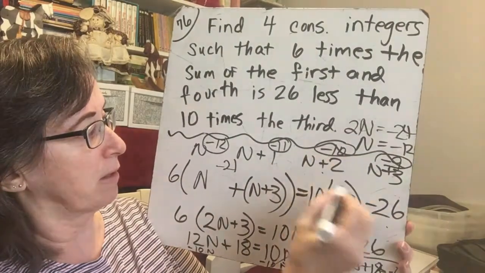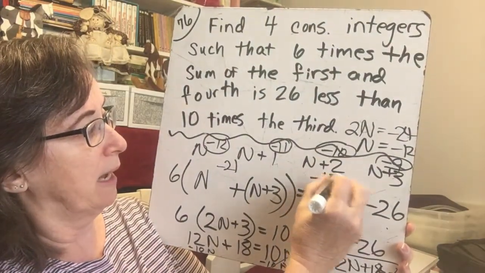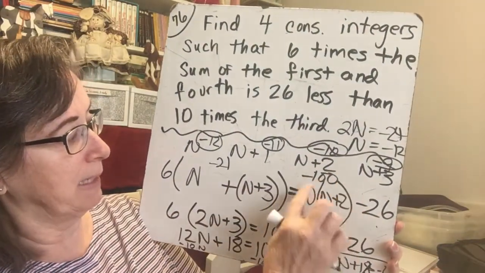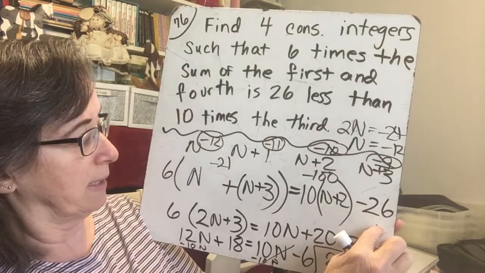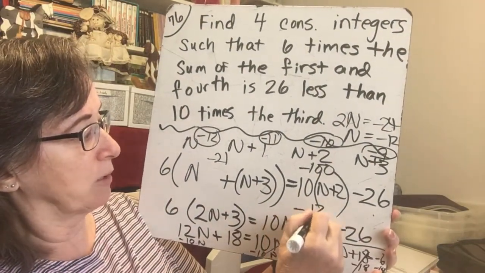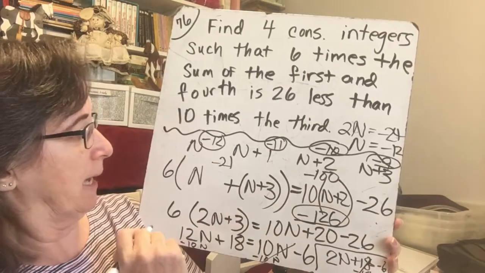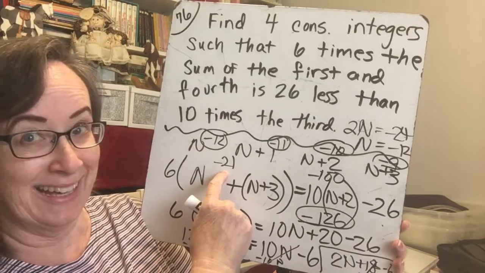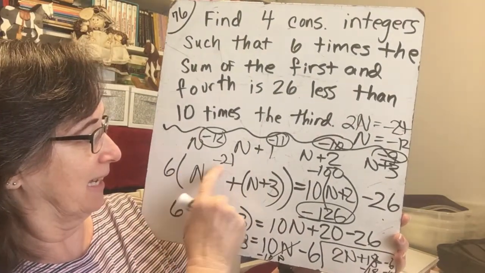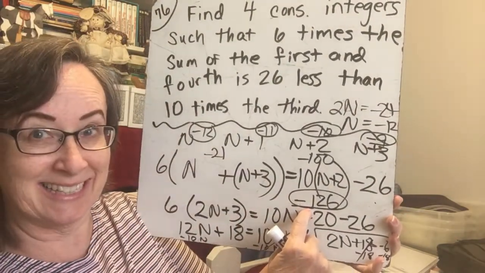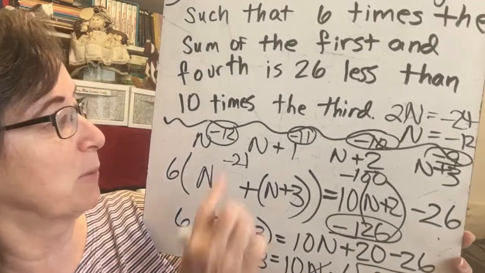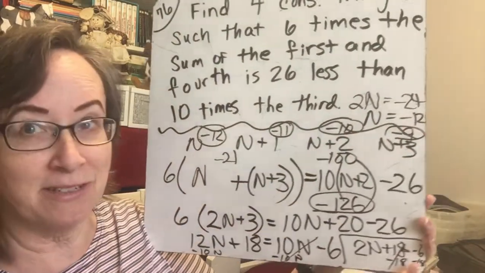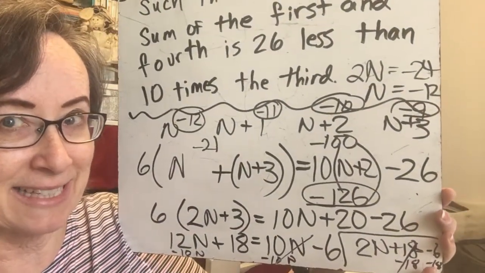So 10 times the third would be negative 100, because that third one's negative 10. And 10 times that would be negative 100, minus 26 would be negative 126 on this side. Okay? And then if I multiply 6 times negative 21, don't I get negative 126? And it works. So our numbers are negative 12, negative 11, negative 10, negative 9, and that's our last example.